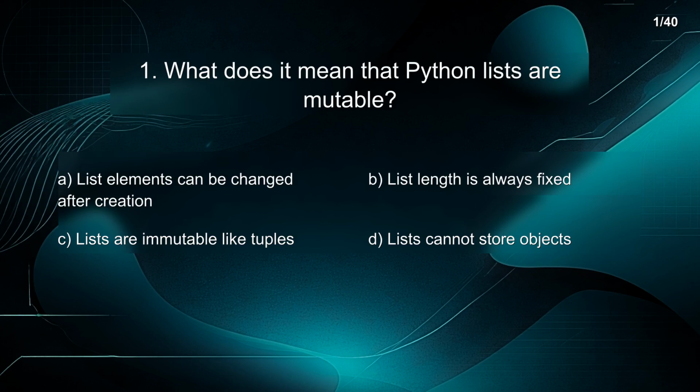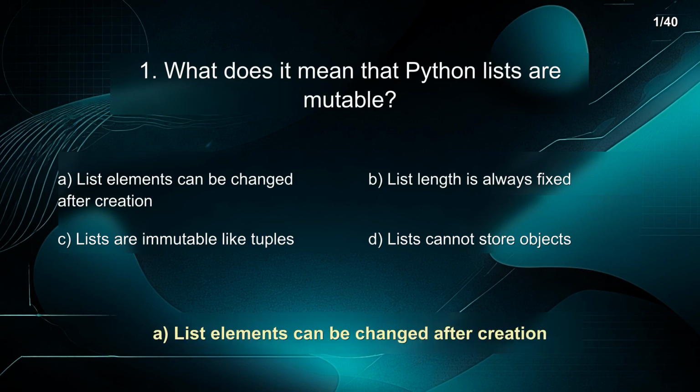First question. What does it mean that Python lists are mutable? A. List elements can be changed after creation. B. List length is always fixed. C. Lists are immutable like tuples. D. Lists cannot store objects. Correct answer is A. List elements can be changed after creation.